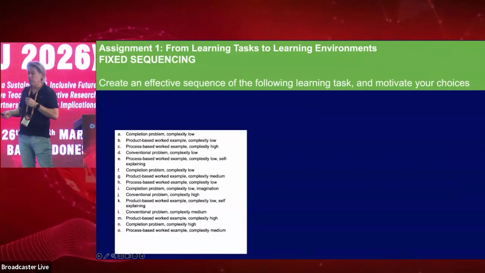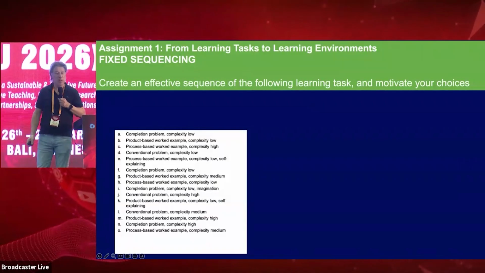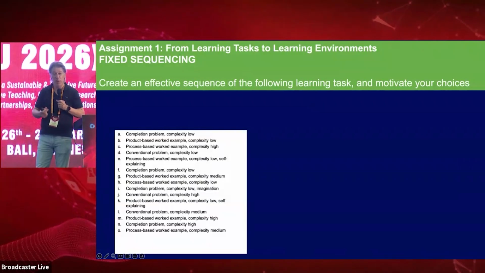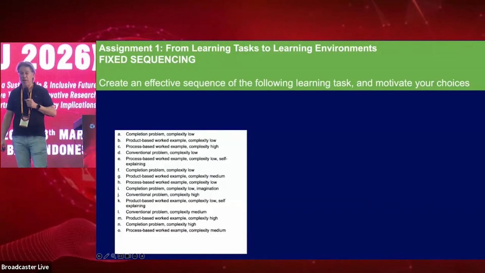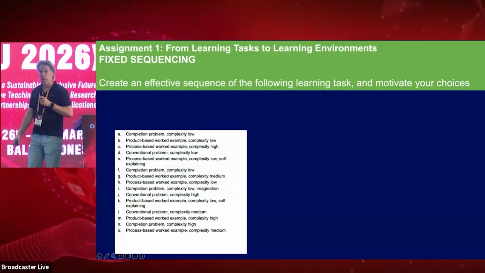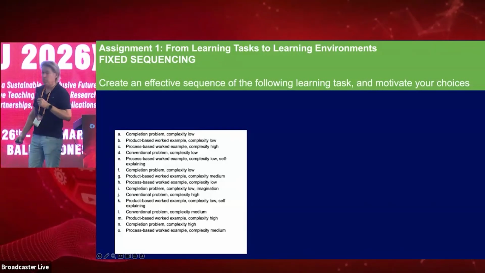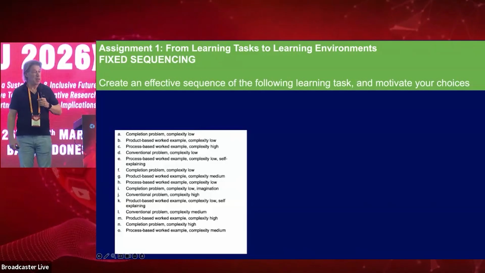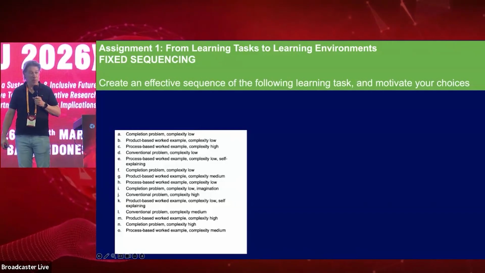But for now, I would like to ask you to try to sequence the tasks that are listed here in a logical sequence. Of course, this can be done according to cognitive flow theory. That's what I think is best. But if you have your own strategy or own idea about an effective sequence, then I'm also happy to hear that. So maybe you can work on that in each table in the group, and then I will ask some of you to tell me what the optimal sequence would be.